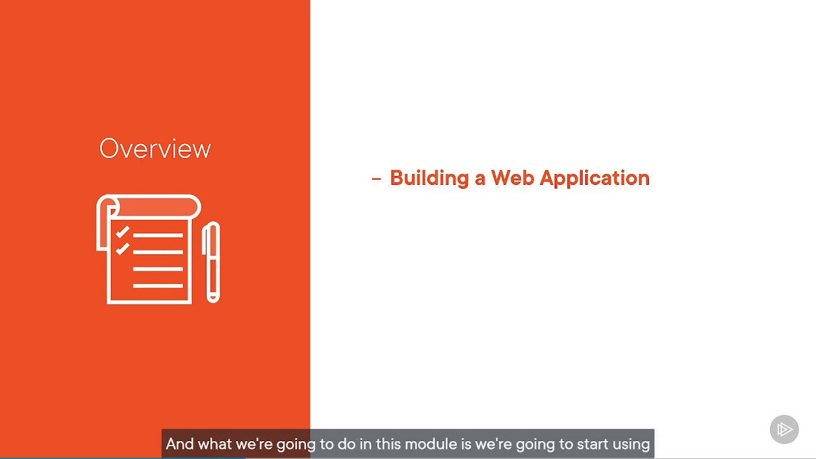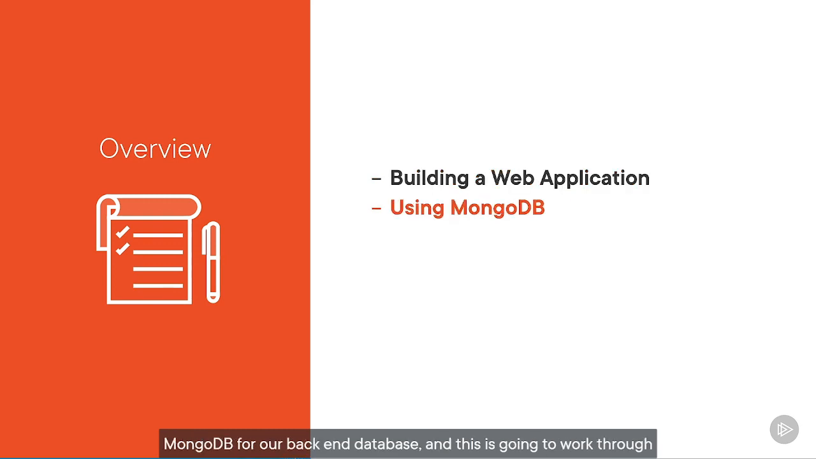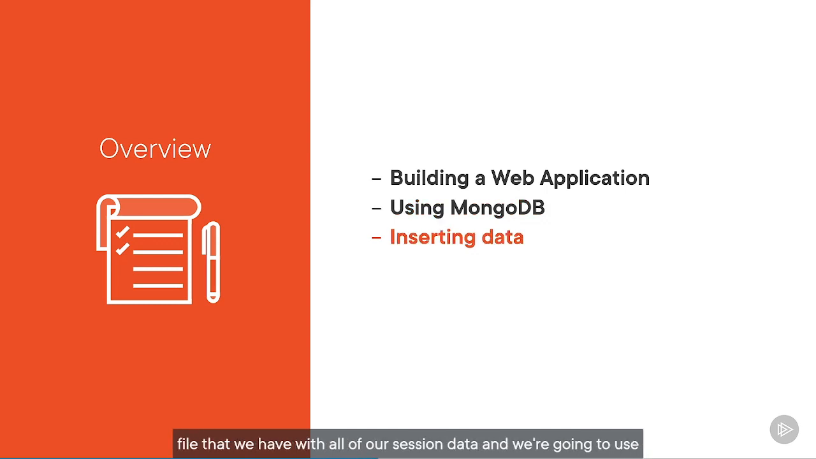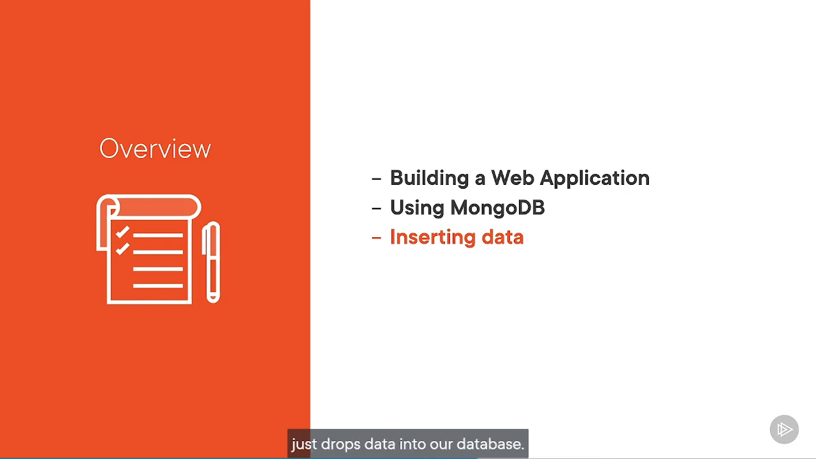We're certainly getting there. In this module, we're going to start using MongoDB for our backend database. This is going to work through several different topics and ideas as we go. The first thing we're going to do is take this JSON file that we have with all of our session data, and use that to insert data into the database. So we're going to create another set of routes, the admin routes, and create a page that just drops data into our database.